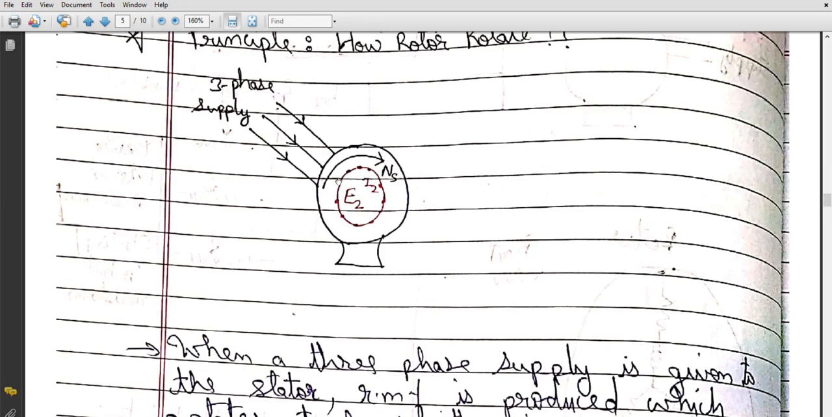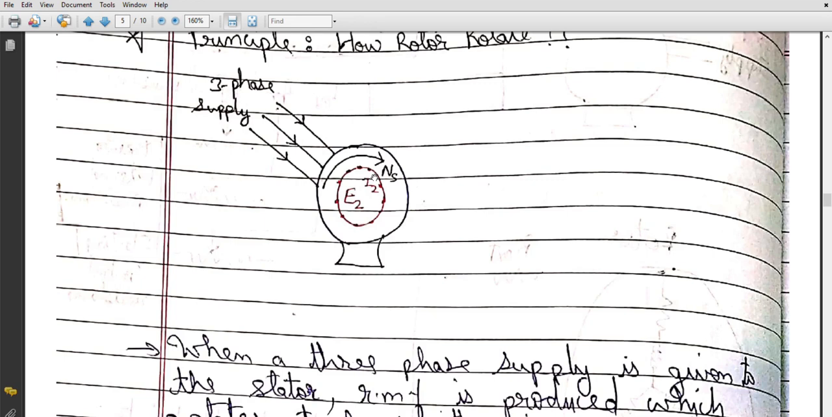So the rotor will accelerate, but rotor speed will be very near to ns, and it can never be equal to ns. I'm talking about a practical machine, not an ideal machine. If it is an ideal machine, then it can of course be equal to ns. Why is it not equal in a practical machine?